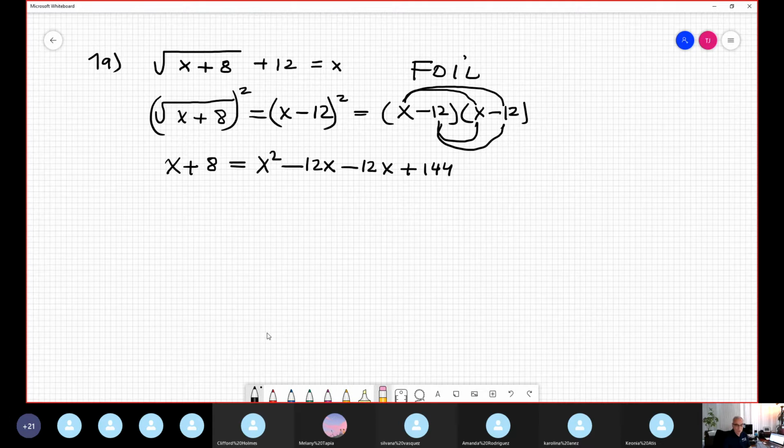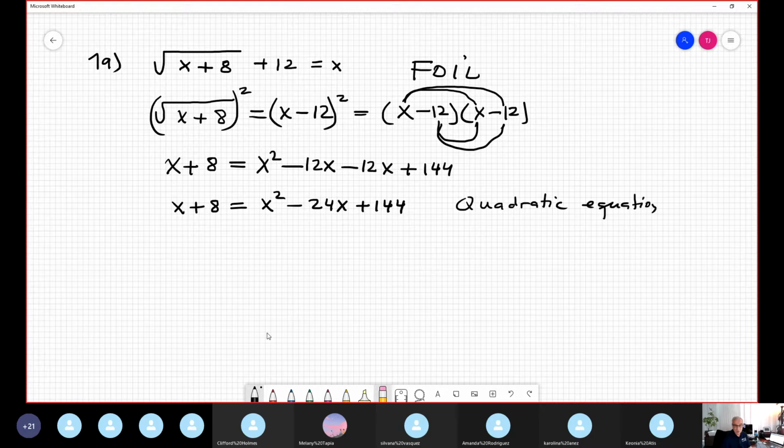Okay, in this moment I apply some algebra in order to simplify my equation. Bring down, this is x squared, this is minus 24x plus 144. In this moment I realize it is obvious that it is quadratic. What is the clue? These two. This exponent indicates to me it is quadratic.